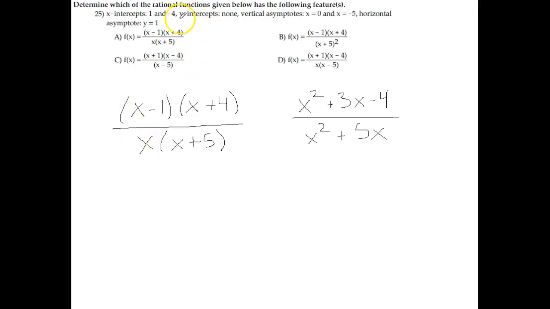And the last part here is that y-intercepts, we have none. Well, basically for a y-intercept is when you plug 0 in for every x. What value do you get back? Well, we know when we plug 0 in for x, in this case, it makes the whole function undefined, and we have a vertical asymptote there. So plugging 0 in for x is not going to give us a value back. That's why we have no y-intercept.